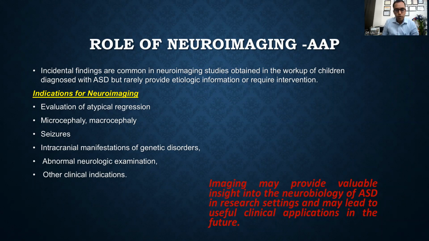So what are the indications for neuroimaging evaluation? If there is an atypical regression, microcephaly, macrocephaly, seizures, intracranial manifestations of genetic disorders, an abnormal neurological examination, or other clinical indications suggestive of needing neuroimaging, maybe a clot or meningitis and so on. These are clear-cut indications for neuroimaging in an ASD kid as per the American Academy of Pediatrics.